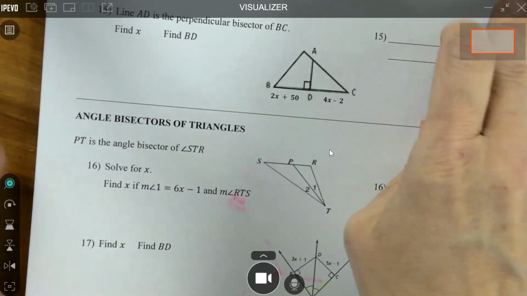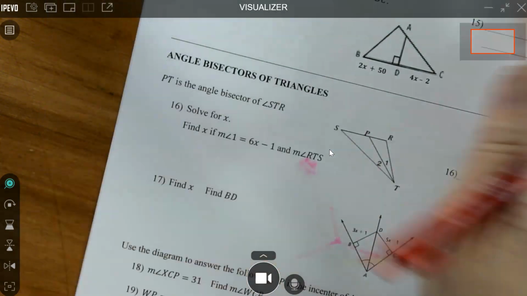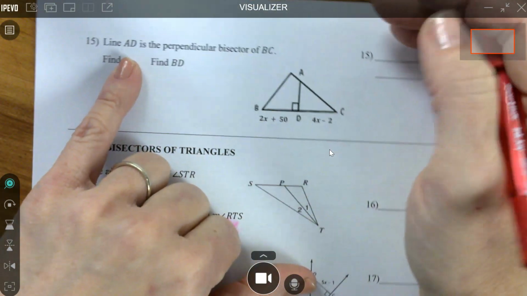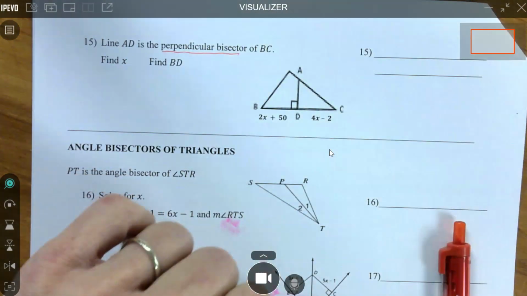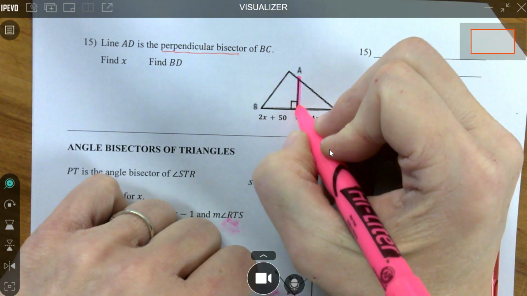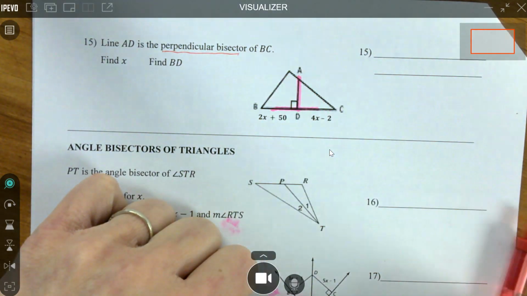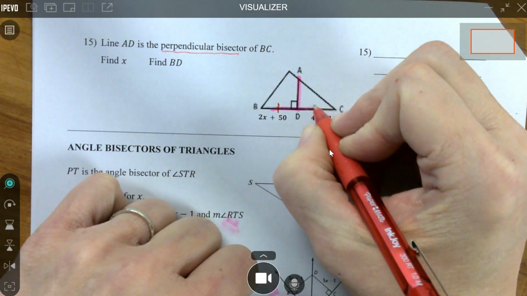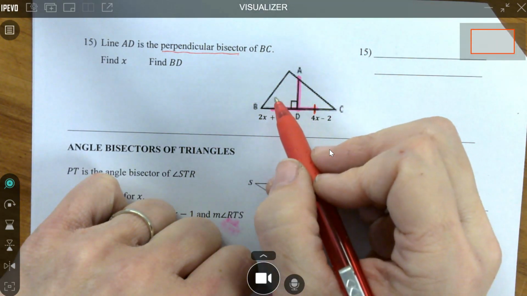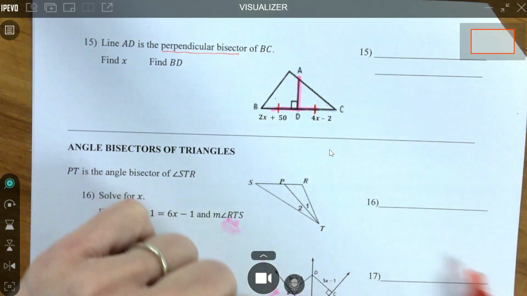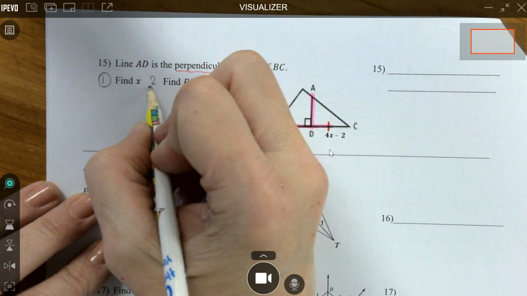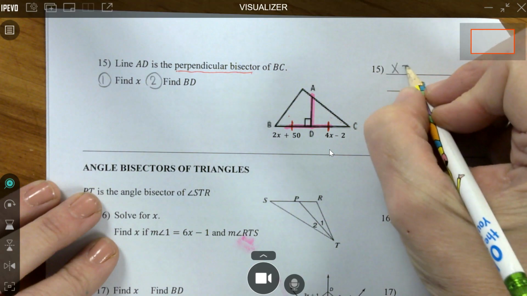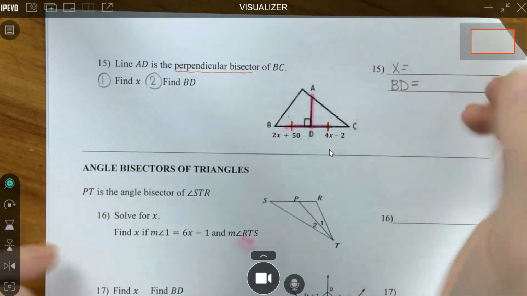Go to page 2. We're going to do number 15. All right. So this says that AD is the perpendicular bisector to BC. If this line is a perpendicular bisector to that one, then I know that each half is, or each side of that is half. So my first job is to find x, and my second job is to find BD. So x equals, BD equals.